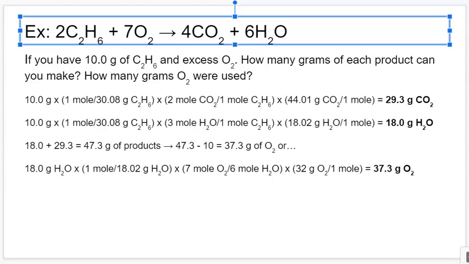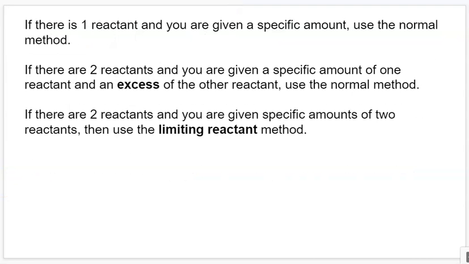So that tells us that our assumption was correct, but also that you can get to the same answer using the stoichiometric math. All right, so I've kind of summarized this idea before, but I wanted to summarize this before we start getting into limiting reactant problems. If you ever have one reactant with a specific amount, we could just use the normal method that I've been doing here, where you just go from mass or volume to moles and then to mass or volume.